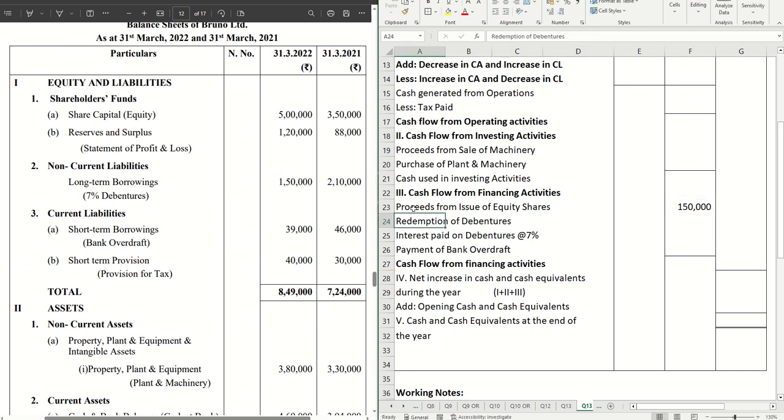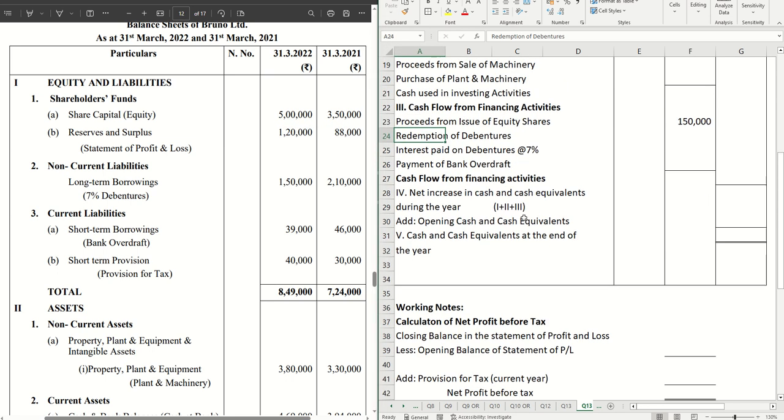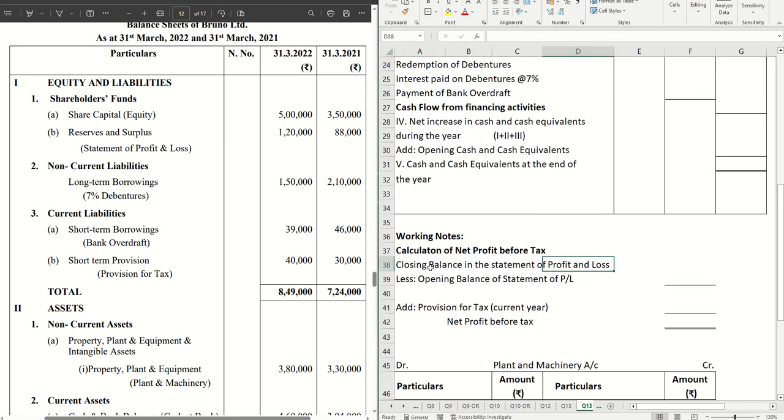Next item that we have is reserves and surplus, the statement of profit and loss balance as given here, 1,20,000 and 88,000. This goes to your NBT calculation. So let's put that there, 1,20,000 minus 88,000. So that gives us 32,000 as of now.